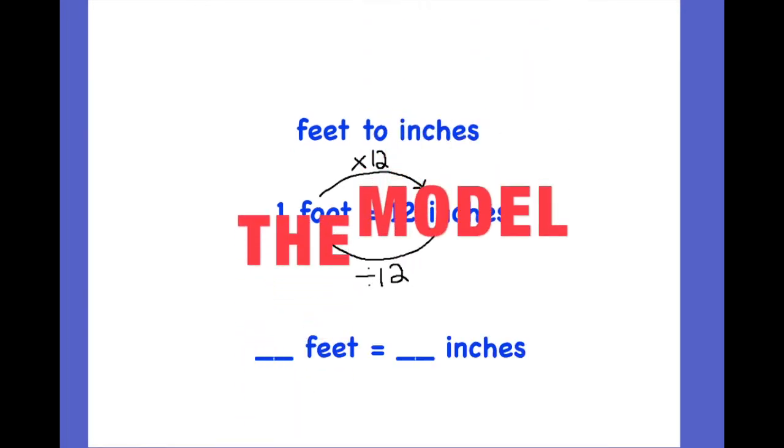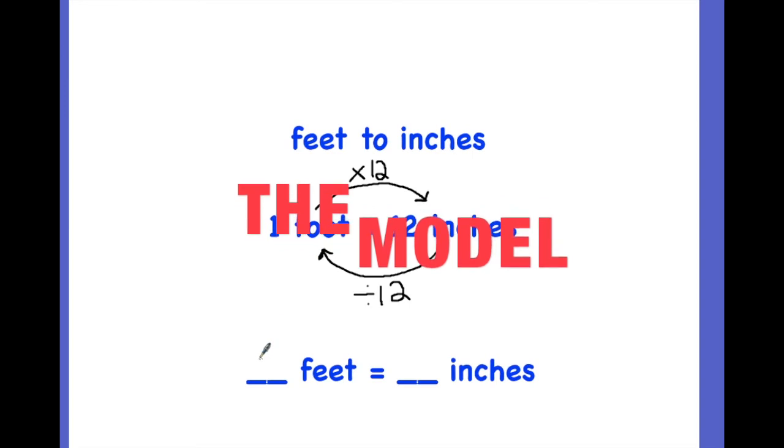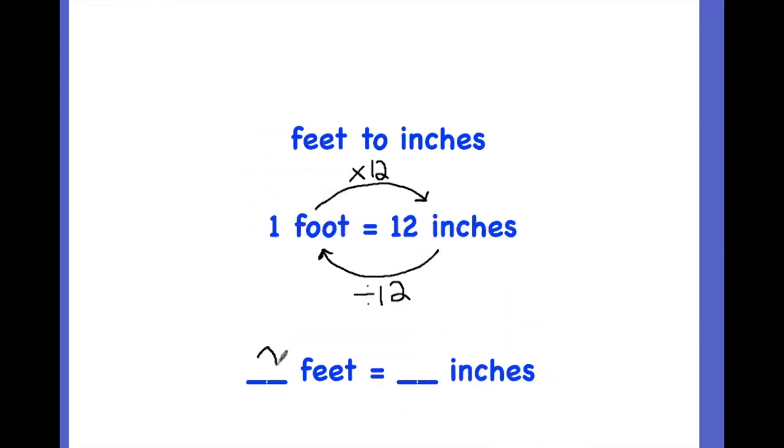Again, sit back, relax, and enjoy the model. We are going to convert from feet to inches. So if I have 2 feet, I know to go from feet to inches, I need to multiply by 12. So I'm going to multiply 2 times 12. In order to solve for that, I know multiplication is the same as repeated addition, so I could go 12 plus 12, and that will give me 24.